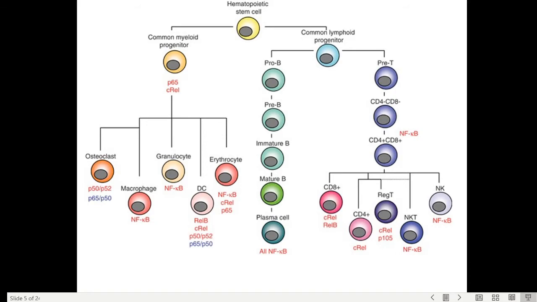Okay, the pro B cell pathway is all about NF Kappa-B. The pro B cells are activated only through the NF Kappa-B pathway, not any other pathway. But the pro T cells become pre T cells. Pre T cells activate the CD4 and CD8 cells, and those CD4 and CD8 cells activate the CREL and RELB compounds.